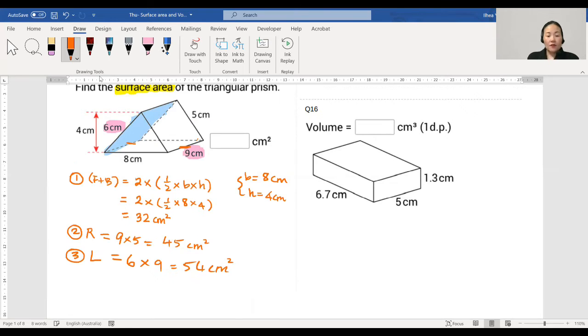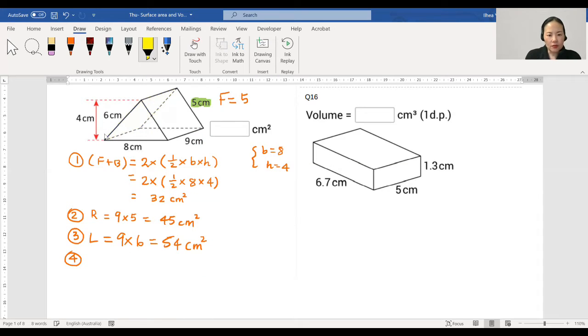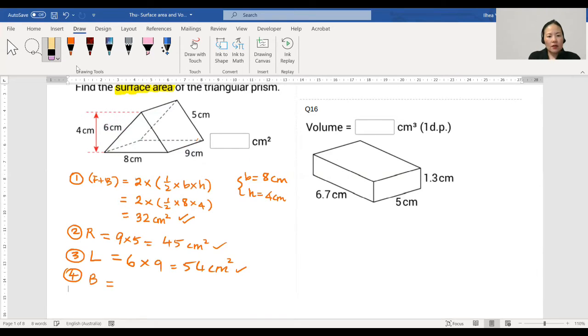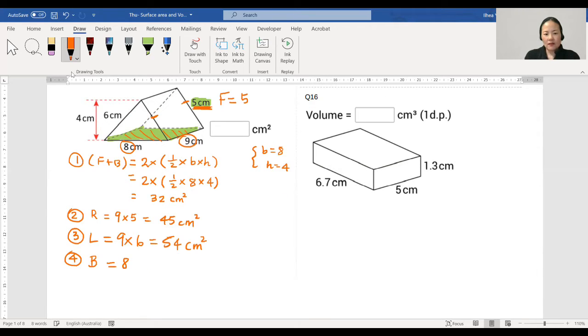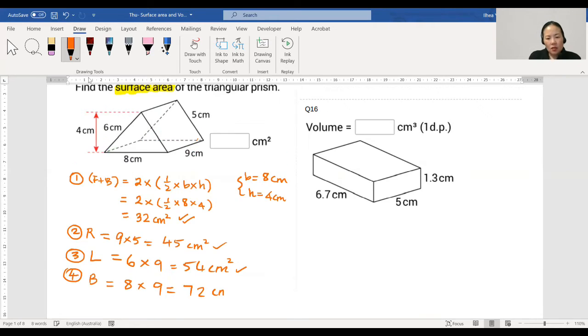Okay, so there's 5 areas we have to do. So this one counts as 2. 1, 2, 3, 4. One more is the base, the bottom one, for this rectangle. Okay. What are my base and height for that rectangle? 8 and 9. Thank you very much. 8 times 9, which is 72 square centimeters. So we got all 5 areas.